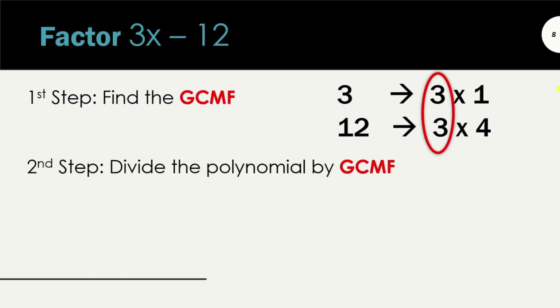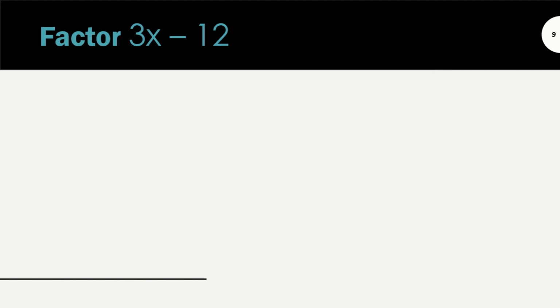And for our second step, we divide the polynomial by the GCMF. So, we have the first term, 3x. So, i-divide natin sa 3 dahil yun ang GCMF niya. So, if we cancel out 3, ang product natin is x. Then, for the second term, we have 12. Di-divide natin sa GCMF na 3. So, 12 divided by 3 is equal to 4.